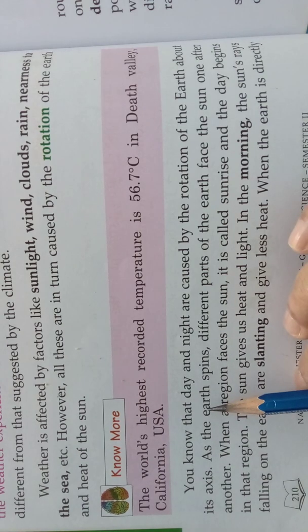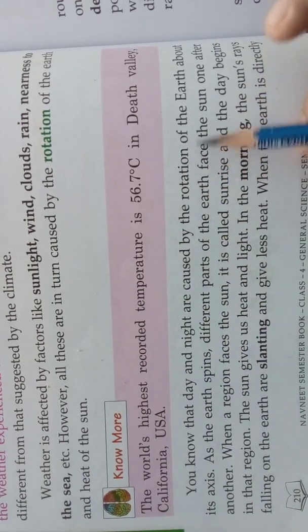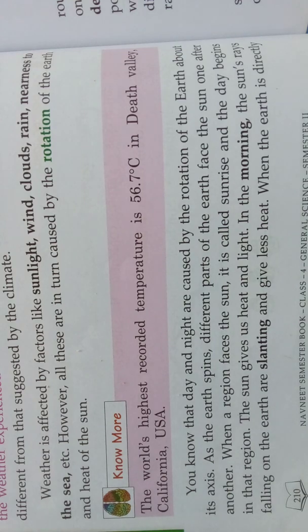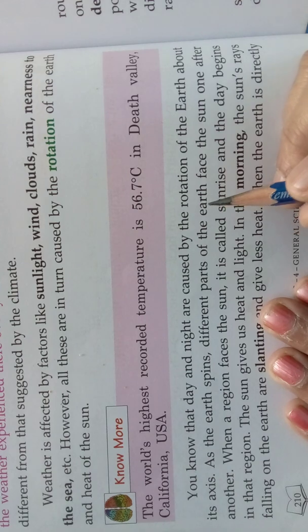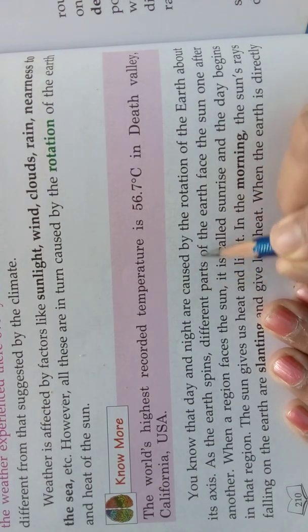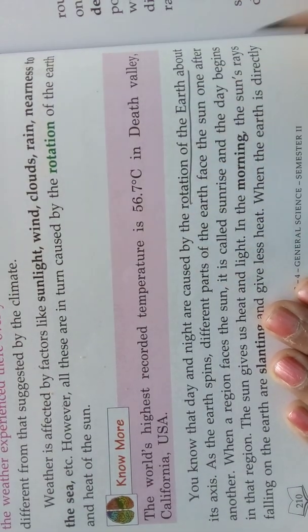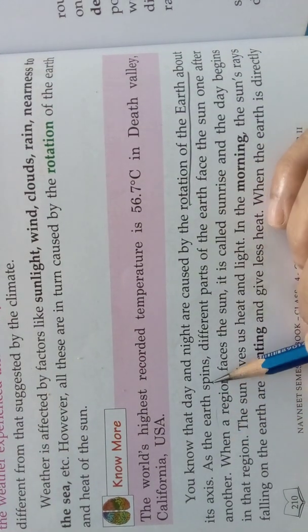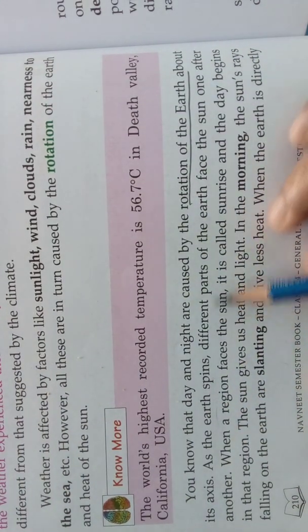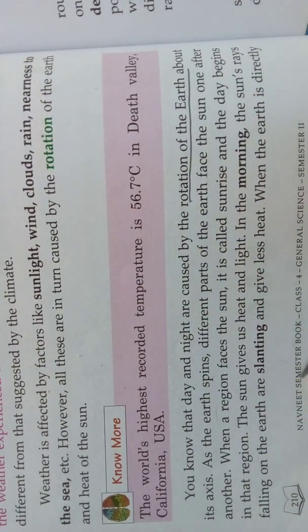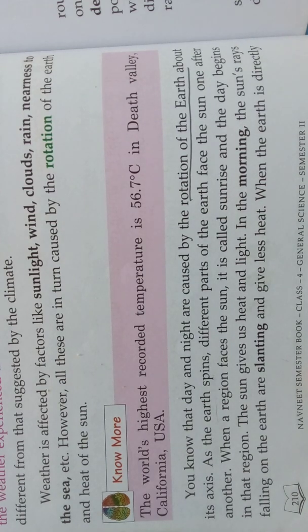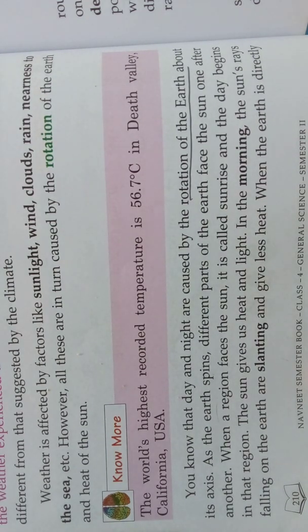We know that day and night are caused by the rotation of the earth about its axis, okay. So, how are day and night formed? It is due to the rotation of the earth. As the earth spins, that is rotates, different parts of the earth face the sun one after another. As it rotates, what happens? Different parts of the earth face the sun.